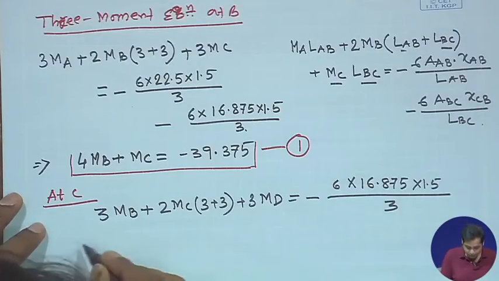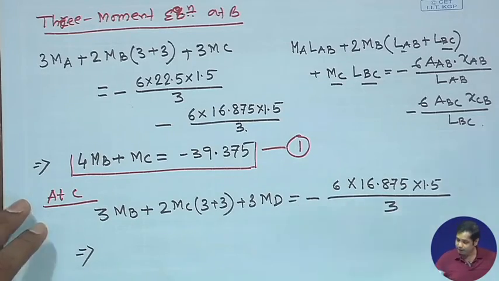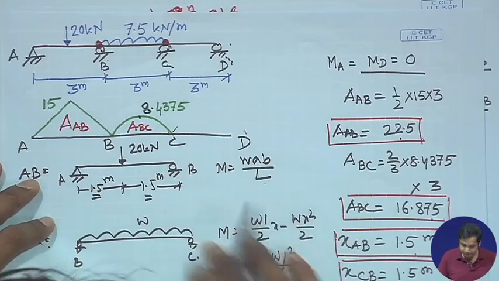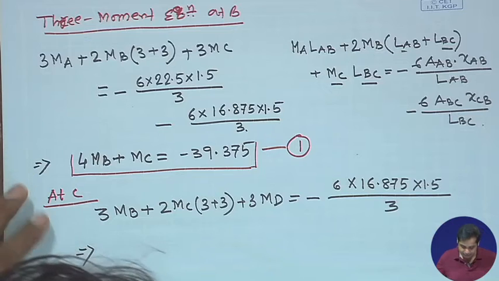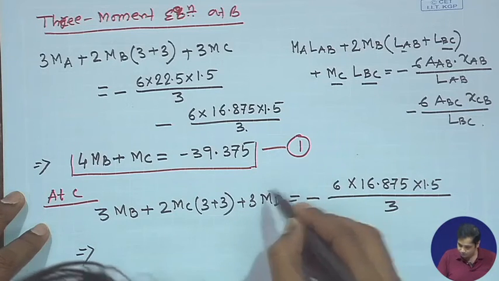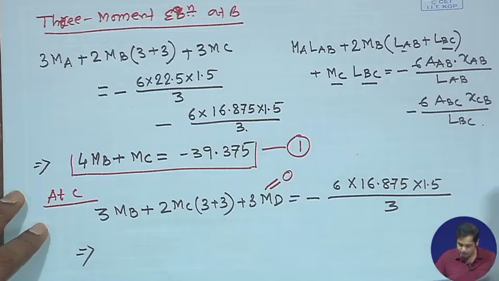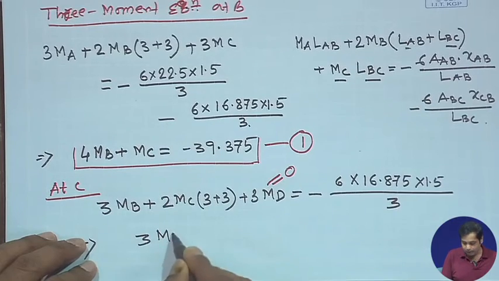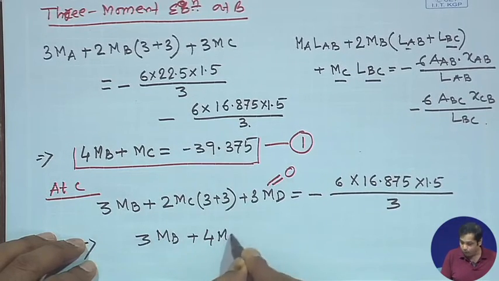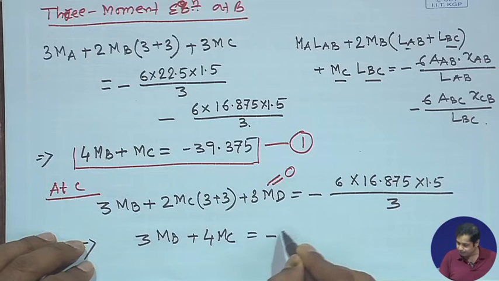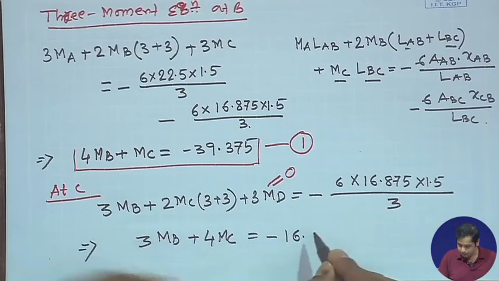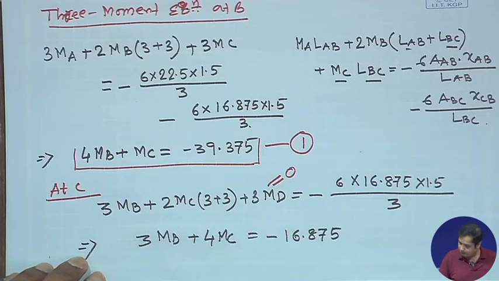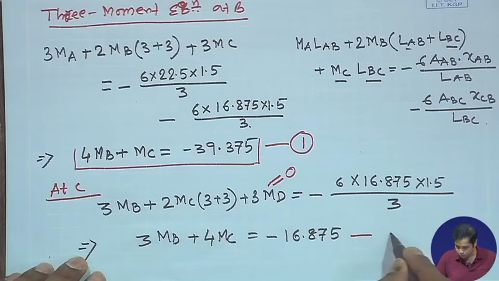Okay. Now, we have already written here that MD is equal to 0 because it is a simply supported end. So, it is a hinge support we have there. So, MD becomes 0. If MD is 0, then finally, the equation becomes 3 MB plus 4 MC is equal to minus 16.875. Okay. So, this is equation number 2.